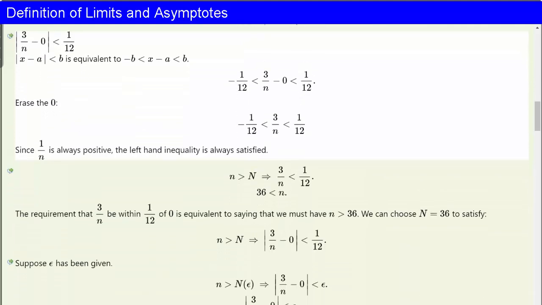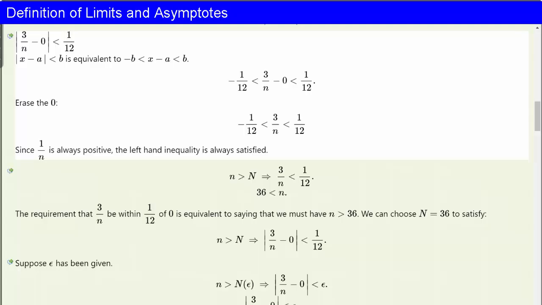The way to start is to look at the desired inequality, absolute value of 3 over n minus 0 less than 1/12, and try to manipulate it into a statement about the size of n. We established in a previous lecture that the inequality absolute value of x minus a less than b is equivalent to x minus a must be between minus b and plus b.